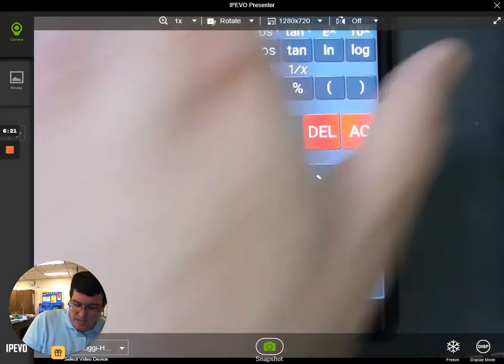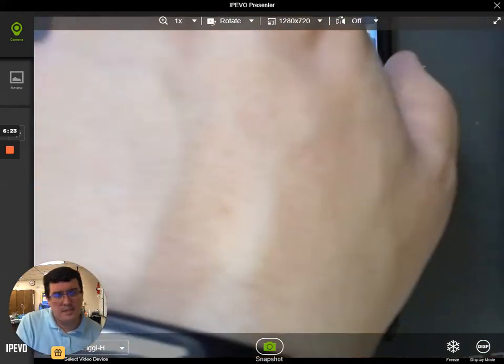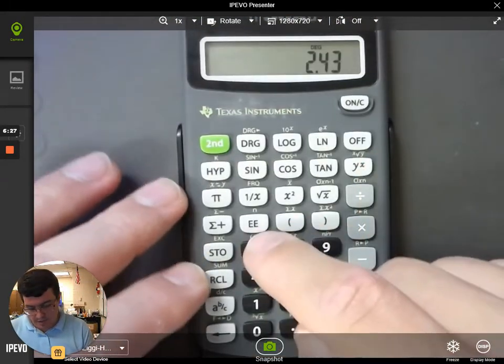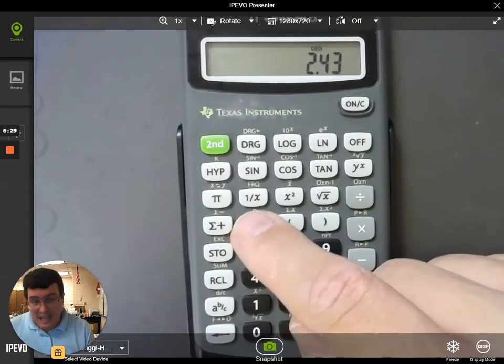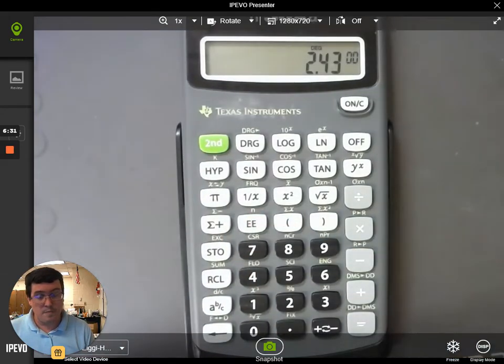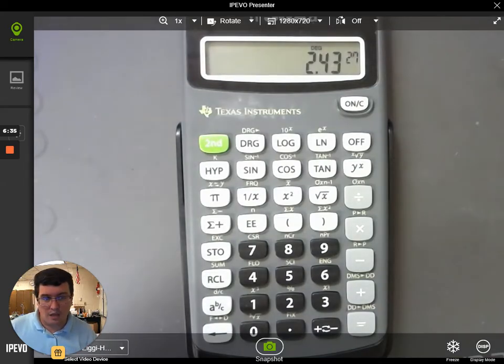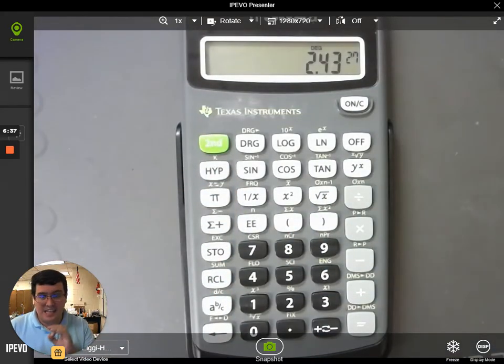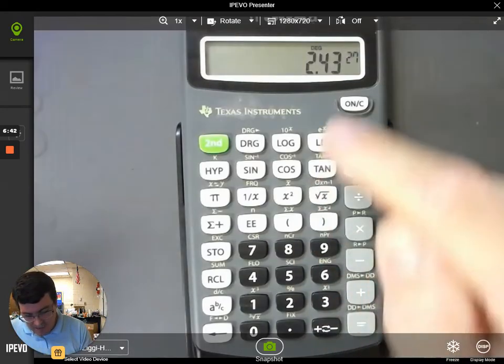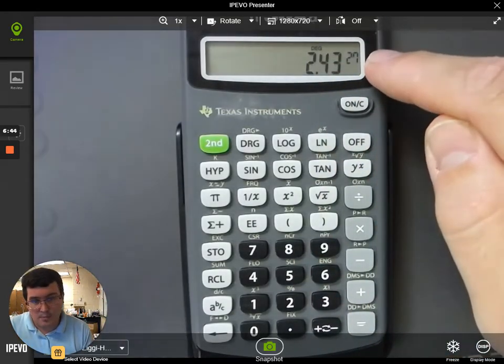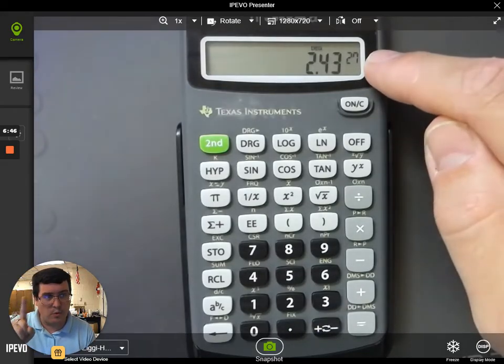All right? But that right there, so now I'm going to do it. I'm going to hit the button. EE or EXP or whatever means times 10 to the. So when I hit EE, I'm hitting times 10 to the. All right? So if you say it like that, you'll hit this right every time. That number plugged into this calculator correctly is 2.43 times 10 to the 27. If you plug it in this way, you'll never get it wrong.